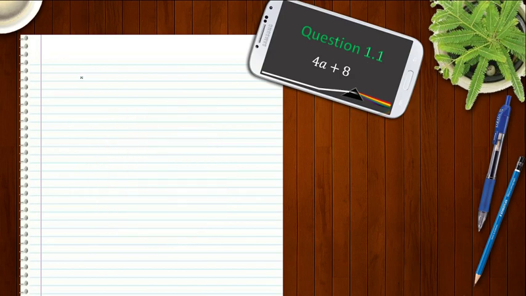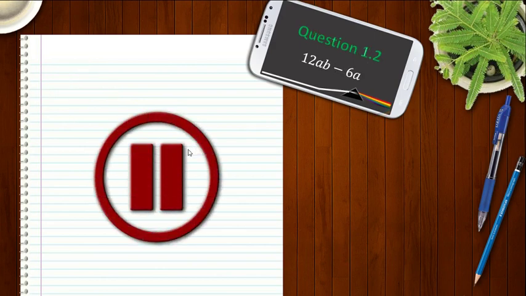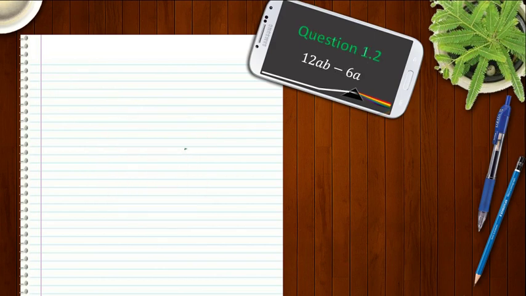Okay, so for question 1.1, we've got 4a plus 8. So highest common factor there would be 4. And if I take out a 4, I'm left with a plus 2. Question 1.2, we've got 12ab minus 6a. So my highest common factor here is 6.